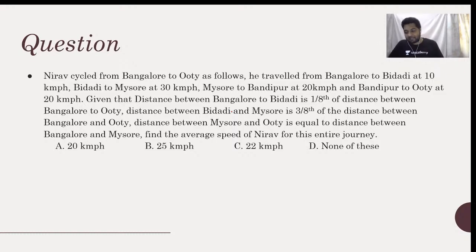Okay. Next, he says, Nirav cycled from Bangalore to Ooty as follows. He traveled from Bangalore to Biddi at 10 kilometers per hour, Biddi to Mysore at 30 kilometers per hour, Mysore to Bandipur at 20 kilometers per hour, and Bandipur to Ooty at 20 kilometers per hour. Given that distance between Bangalore and Biddi is 1/8 of the distance between Bangalore and Ooty, distance between Biddi and Mysore is 3/8 of distance between Bangalore and Ooty, and distance between Mysore and Ooty is equal to distance between Bangalore and Mysore. Find the average speed of Nirav for the entire journey.